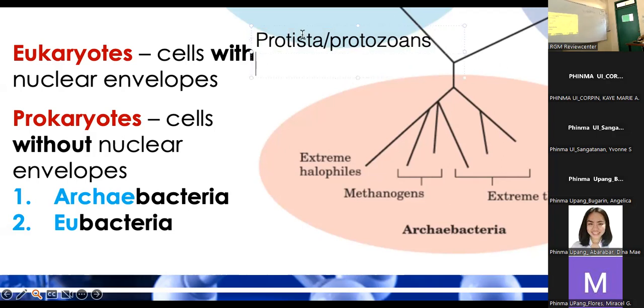Alright, so we have the protista or the protozoans. These are unicellular. They may be free living or parasitic eukaryotes. Let's repeat that: unicellular eukaryotes. Those are your protista or protozoans. They somehow share characteristics of prokaryotes, but they are not prokaryotes. If you think about it, they are single-celled organisms, but they are eukaryotic.